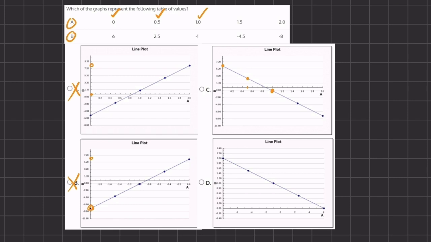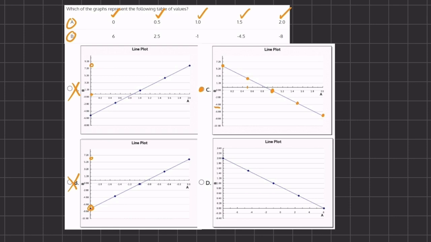And now let's check our fourth and fifth points. We have (1.5, -4.5), which is right over here, right above the negative 4.8. And so our fourth point is plotted, and our last point, (2, -8), is also plotted, and therefore C represents all of the table of values on our graph.